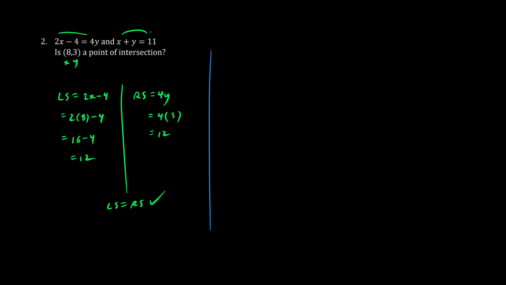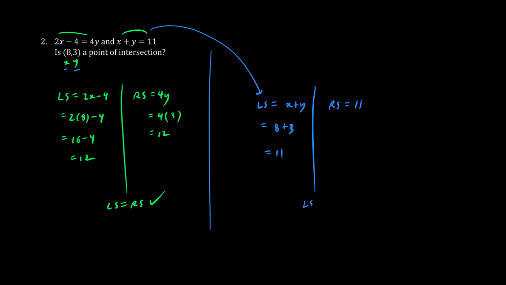Now let's try the second line here. Left side is equal to x plus y, and the right side is equal to 11. The left side is equal to x plus y, which is 8 plus 3, which is 11. So indeed, left side equals right side. We verify this point is on both lines, so we call this a point of intersection.